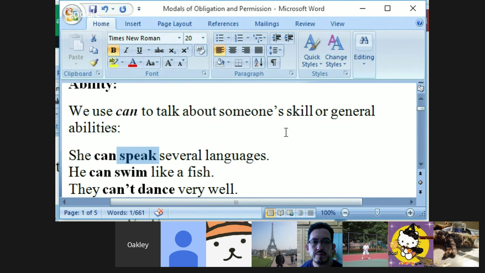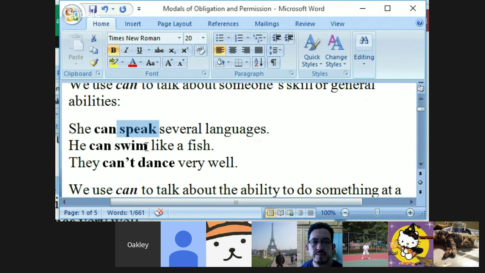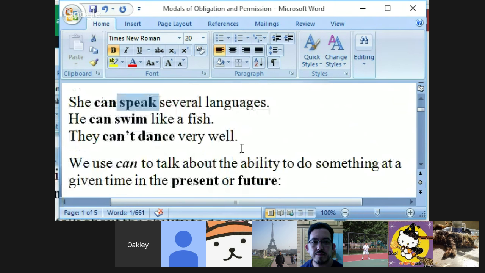All right, first, can to show someone's skill or general abilities, physical abilities, or mental, learned, educated abilities, either way. He can swim like a fish. They can't dance very well. One important note: we use can to talk about the ability to do something at a given time in the present or the future. This is important because we use a different modal for the past. The past tense of can is could. Another important point, and I'd like to hear you guys try this, make up your own content or material.